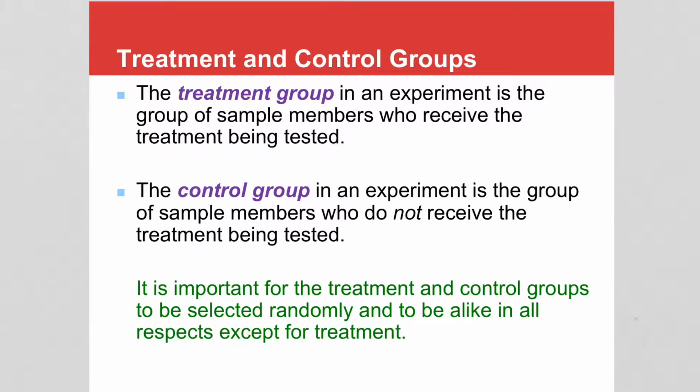In an experiment, there's a treatment group and a control group. The treatment group are the ones that get the treatment. The control group do not receive the treatment. So in order to be kind of fooled into thinking they could possibly be getting the treatment, oftentimes they'll get a placebo. It's important for the treatment and control groups to be selected randomly and to be alike in all respects except for the treatment.